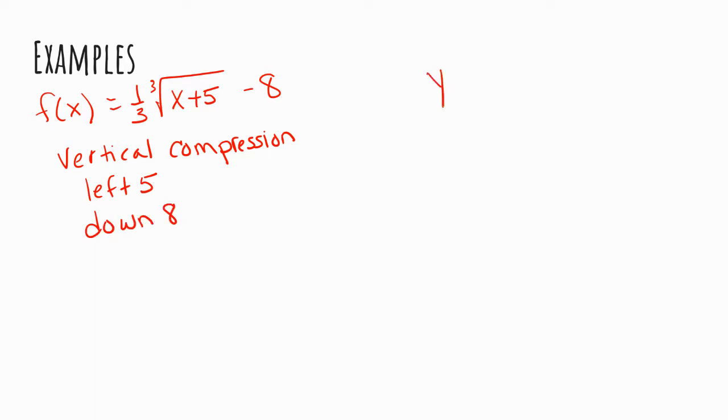And then last but not least, y equals cube root of x minus 1 and then plus 7. There is no a value, so I don't need to worry about any vertical shrinks or stretches or reflections. x minus 1, that's underneath that cube root symbol. So since it's x minus, that means we are going to the right 1 unit. And that plus 7 is on the outside, which is a k value, so that means we are going up 7 units.